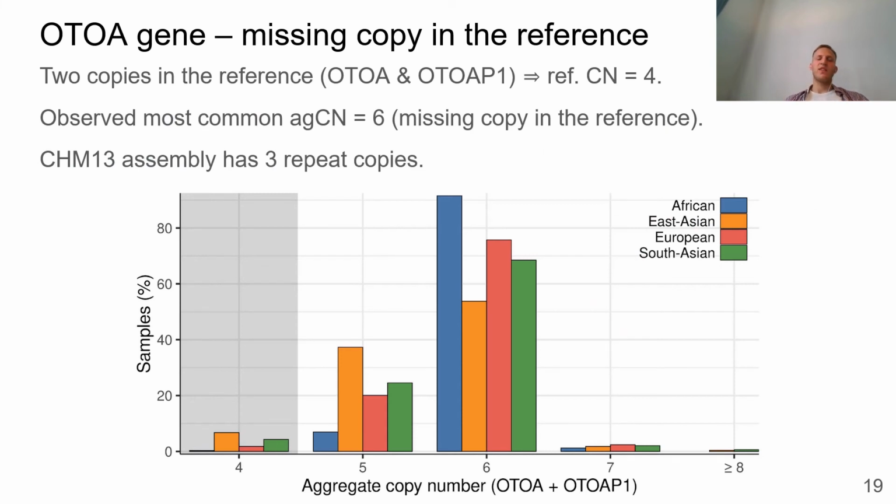Another interesting case is AUTS2. It's a disease-associated gene, and in the reference there are 2 repeat copies. However, you can see on this plot that the most common aggregate copy number is 6, which corresponds to 3 repeat copies. So this means that there is a missing copy in the reference. And additionally, we looked at the novel CHM13 assembly, and it has 3 repeat copies.